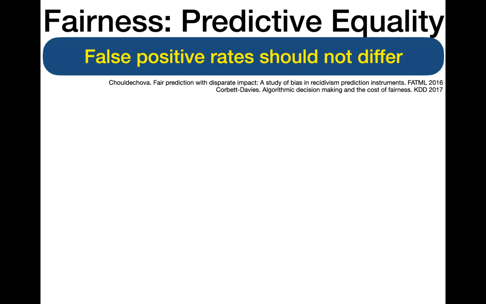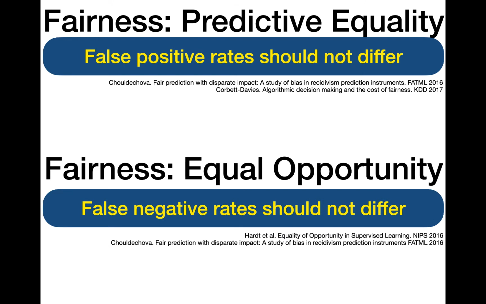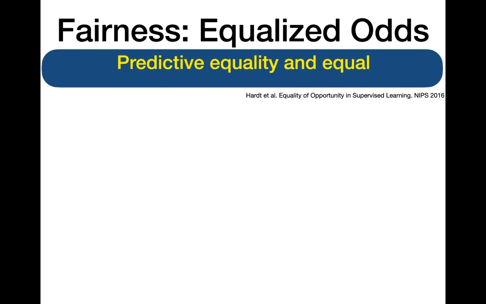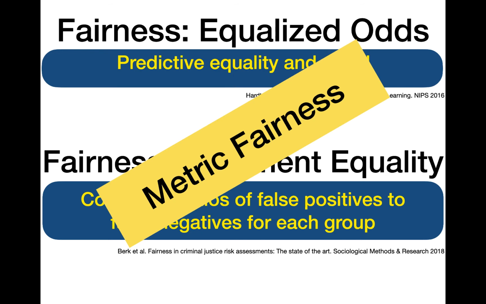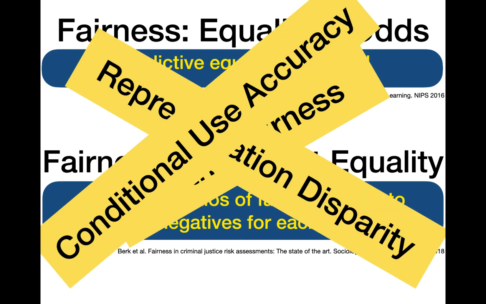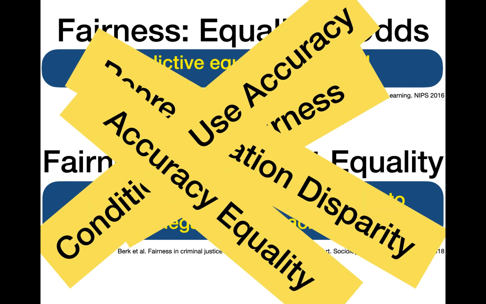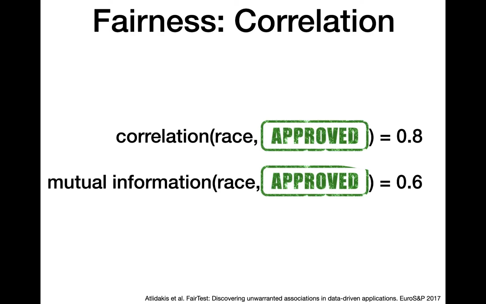And there are many more: predictive equality, equalized opportunity, equalized odds, treatment equality, metric fairness, representation disparity, conditional use accuracy, accuracy equality. There are dozens of these, and each may be appropriate in a different domain, in a different setting, and for a different software system. Understanding these properties and when each is appropriate is an important part of specifying fairness requirements for a software system. But all of these definitions I have shown you so far suffer from a common problem. None of them would catch the Asia-Europe example I showed you earlier.